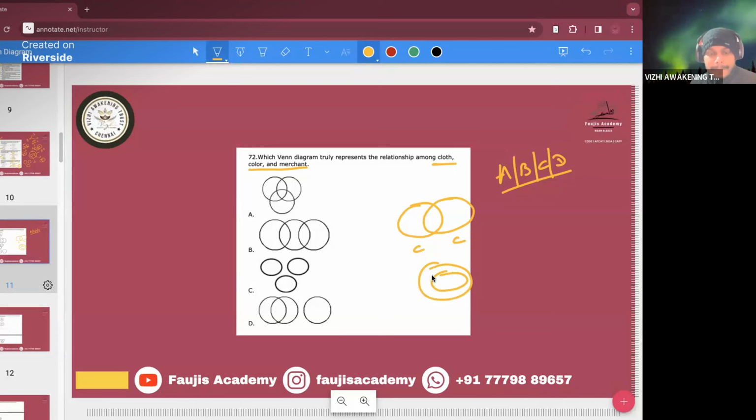So cloth, color, merchant. And the relationship between merchant and cloth can be this way, that all clothes are being dealt by merchants. See, that is where a few of the AFCAT questions become dicey. That is where we need to keep up with the thought process of the people who have set this question paper, and we don't know with what thought process he had set it. And this is where we have something called benefit of the doubt.